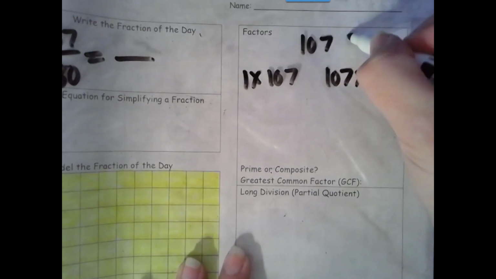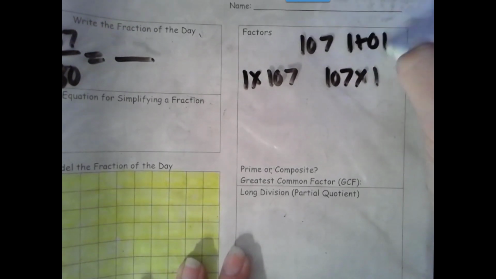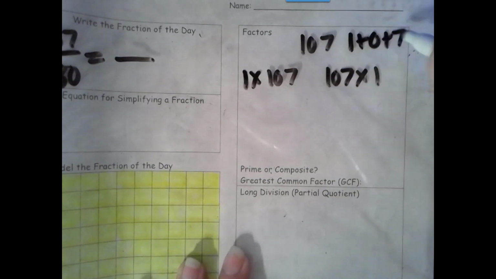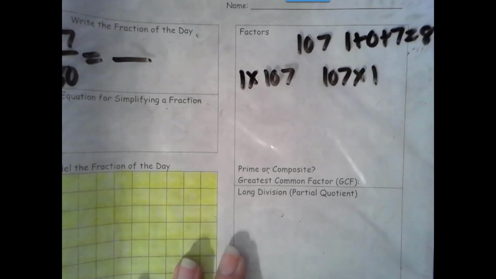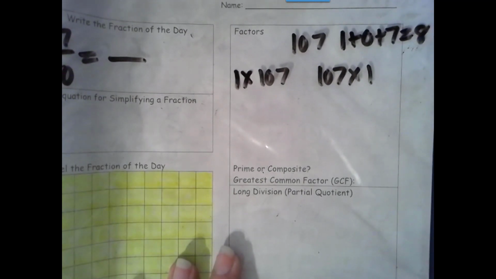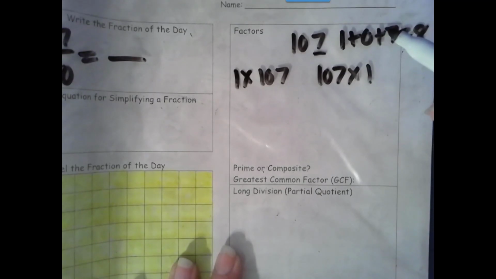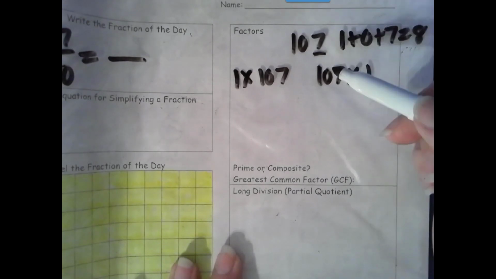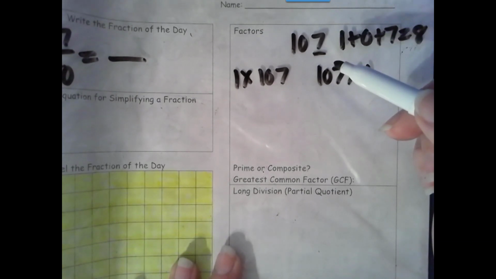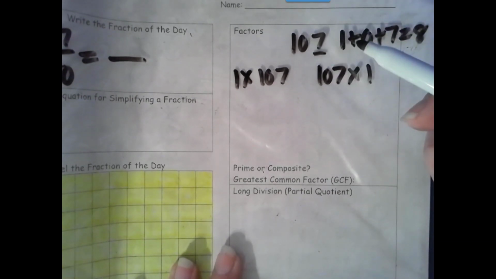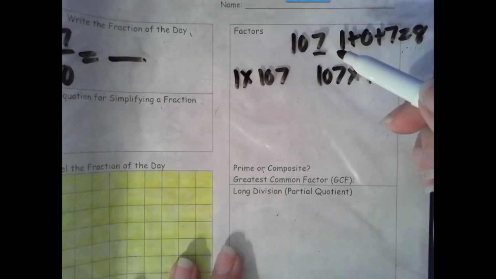Next odd is 3. So the rule for 3 is that we add the digits together. 1 plus 0 plus 7 is 8. 8 is not a multiple of 3, so 3 is not a factor. We try 5. The rule for 5 is that it ends in a 0 or 5. It ends in a 7, so 5 is not a factor. We try 7. 7 times 10 is 70, 77, 84, 91, 98, 105, 112. 107 is not in that list, so 7 is not a factor.